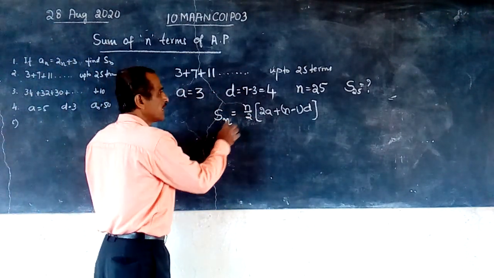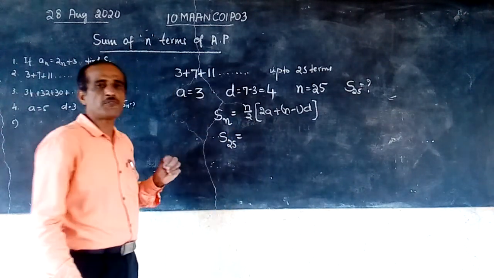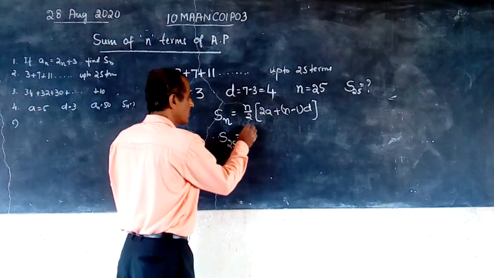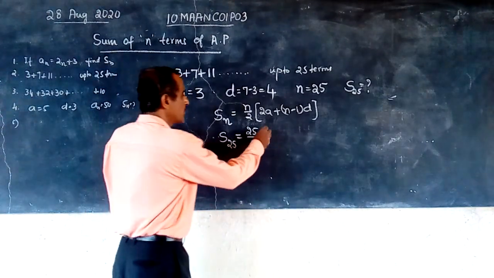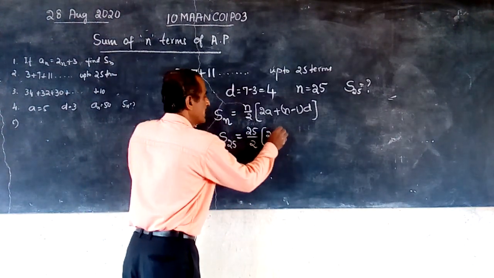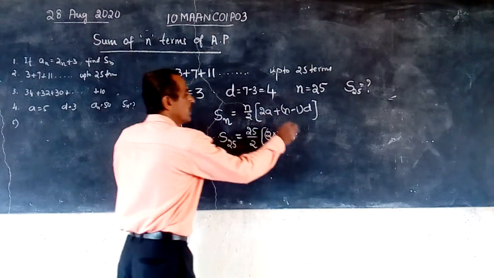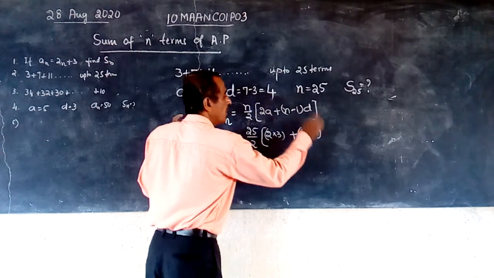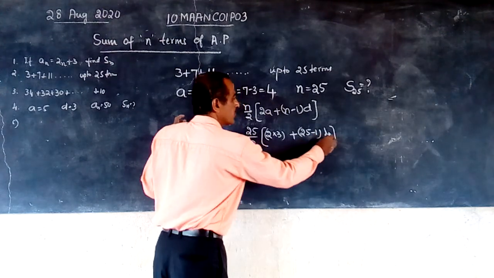Here Sn means the sum of 25 terms that you have to calculate. So S25 is equal to 25 by 2 into 2a plus n minus 1 into d. 2a is 2 into 3, and n is 25, so 25 minus 1, and d is 4, which you have calculated.